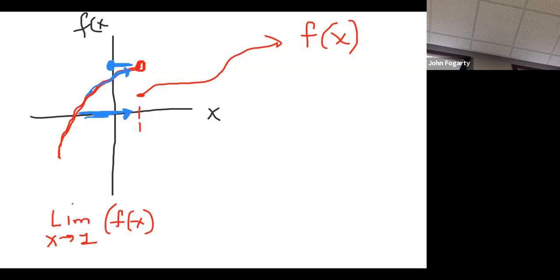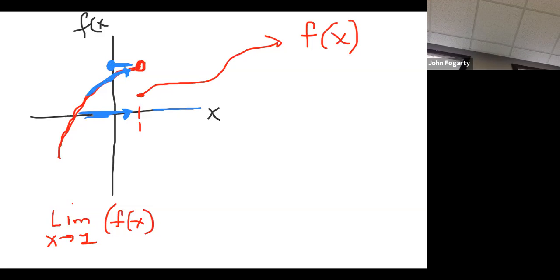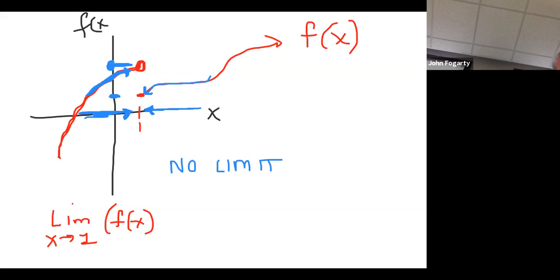Does that make sense? Yes, sir. As I approach 1 from the right, what value is my picture approaching? Well, it's approaching this value. So what do we say about this one? We say that there is no limit because as you approach from the right and the left, your graph is not approaching the same value.